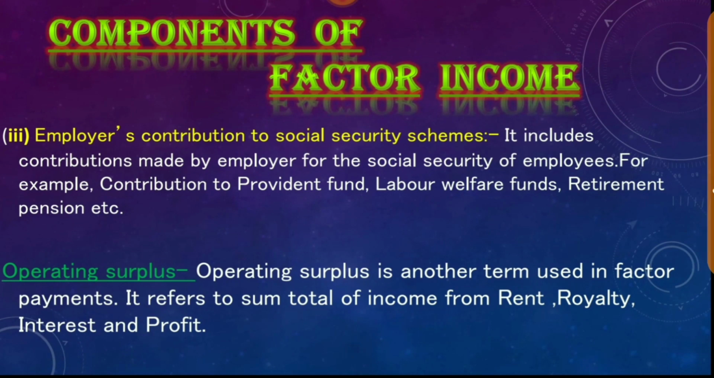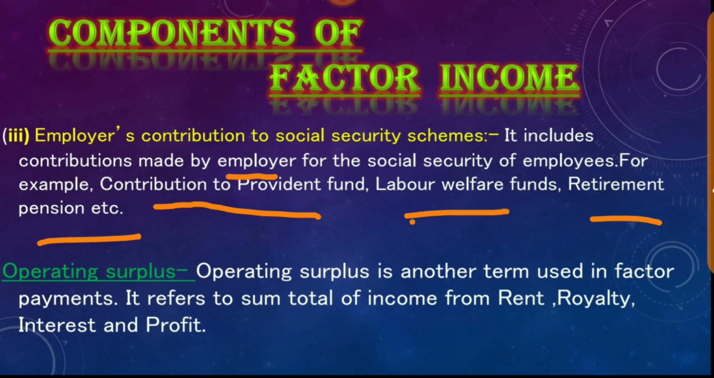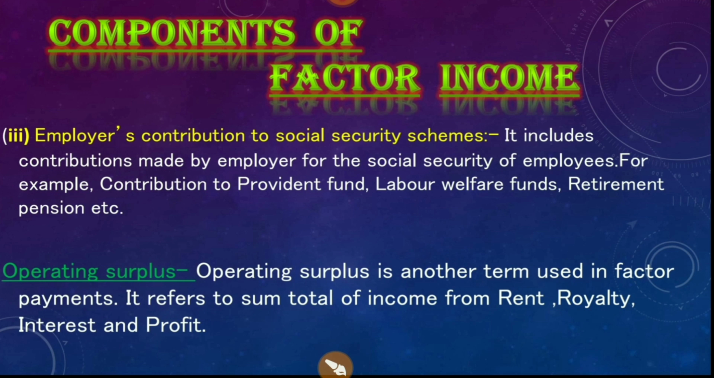Employers' contributions to social security schemes. It includes contributions made by the employer for the social security of employees, for example, contributions to PF, labor welfare funds, retirement pension. One thing to remember here, students: the contribution to PF made by the employer is included in national income, but the contribution made by the employee is not included in national income because it is a part of salary which has already been taken in national income.